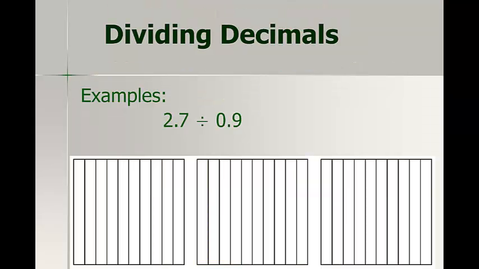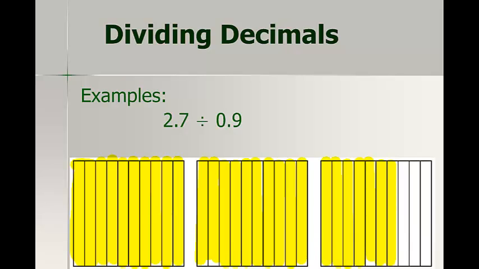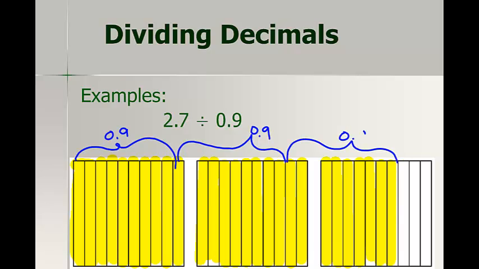Here's another example. 2 7/10 divided by 9/10. The first thing I need to do is color 2 7/10, because that's the dividend. That's what's being broken up. And I'm going to break them up now into 9/10 sections. So here's 9/10. Here's another 9/10. And finally, another 9/10. So it looks like 2 7/10 divided by 9/10 equals 3. We could get 3 groups out of this.